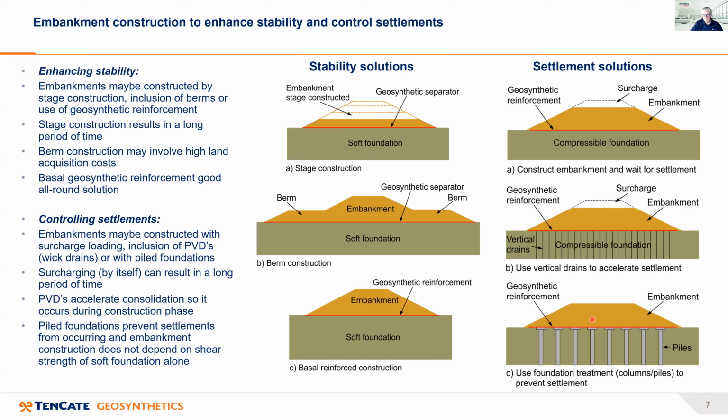And the third case is we can introduce piles or columns into the soft foundation, again with the geosynthetic reinforcement and embankment. And the role of the piles or the columns is to prevent the settlement and consolidation from occurring, so we can just build the embankment directly on top of the pile caps and the columns.